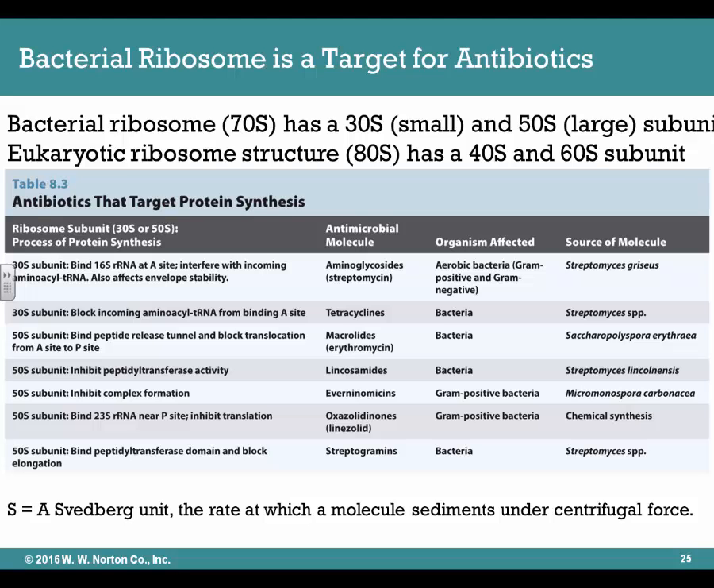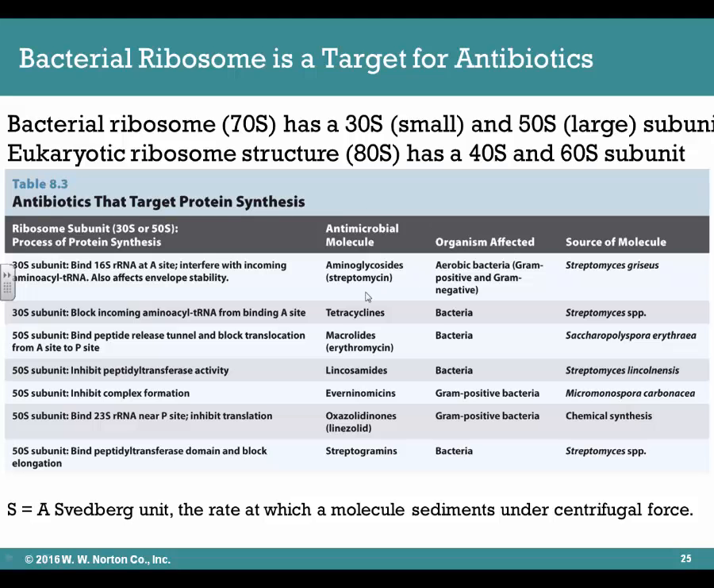So here's a table from your book that shows those different targets. And remember that these antibiotics are specific for prokaryotic ribosomes. They won't affect the eukaryotic ribosome because it has a different structure. So they're going to be selectively toxic to bacteria that are causing an infection, but not be harmful to our own cells, which have the eukaryotic ribosome structure.